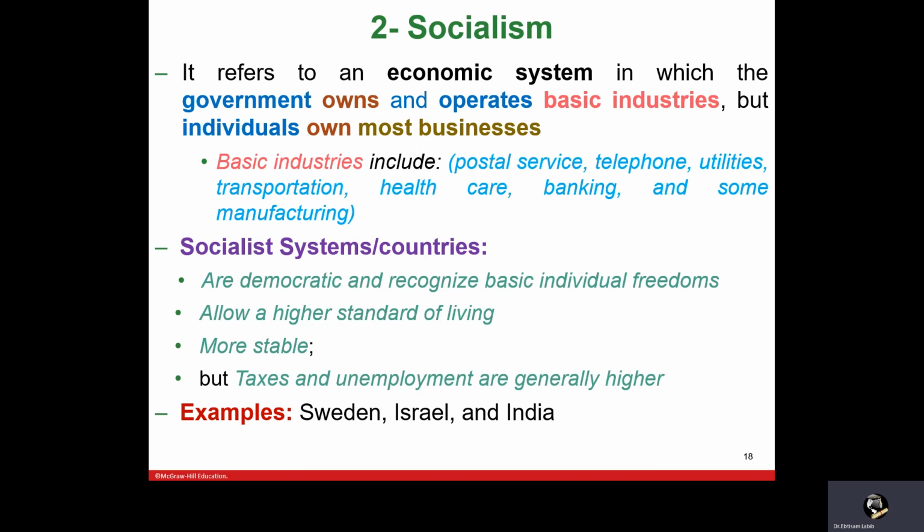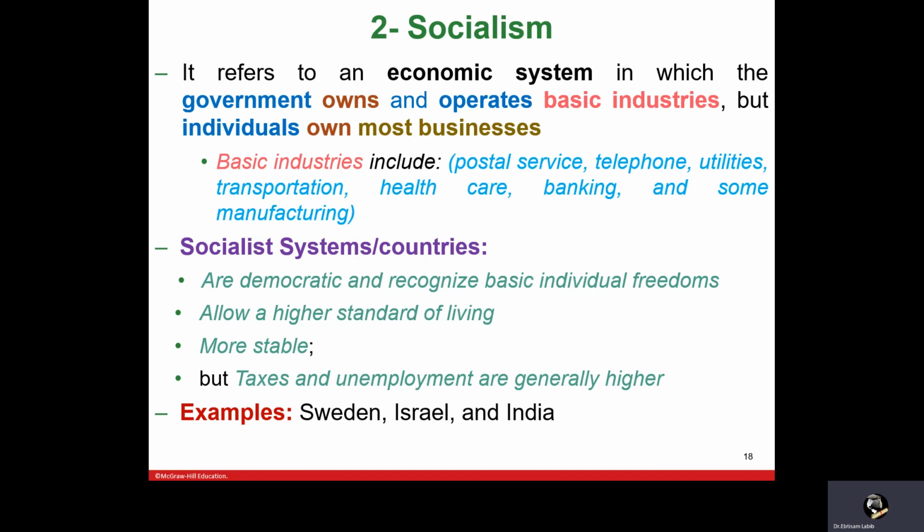So we can say, compared to communism, socialist systems are democratic and recognize basic individual freedoms, and they will allow a higher standard of living compared to communism, and that society will be more stable. Yet taxes and unemployment will be higher. Why?